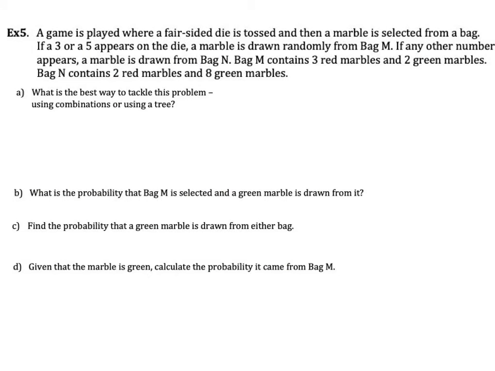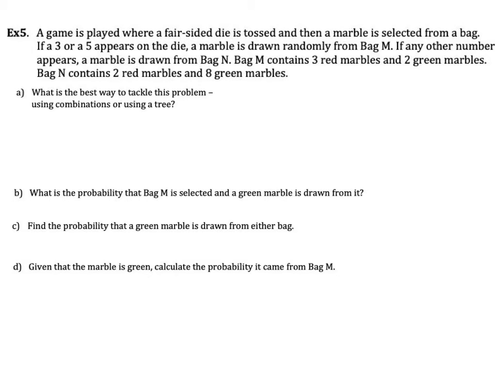All right, on to example 5. It says a game is played where a fair six-sided die is tossed and then a marble is selected from a bag. If a 3 or a 5 appears on the die, a marble is drawn randomly from bag M. If any other number appears, a marble is drawn from bag N. Bag M contains 3 red marbles and 2 green marbles. Bag N contains 2 red marbles and 8 green marbles.